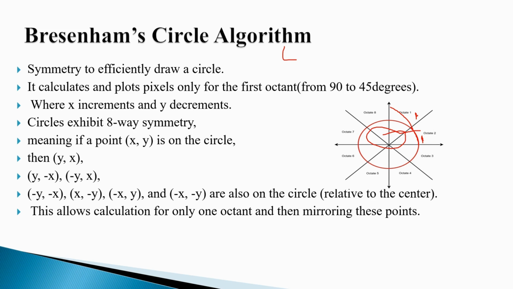90 to 45, this is your first quadrant, and here two octants are there, octant 1 and 2. Here both the x and y are positive. Here x is positive, y is negative. I am mentioning the quadrant values of x and y. Here both x and y are negative.